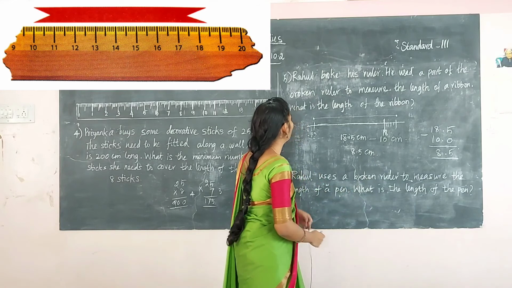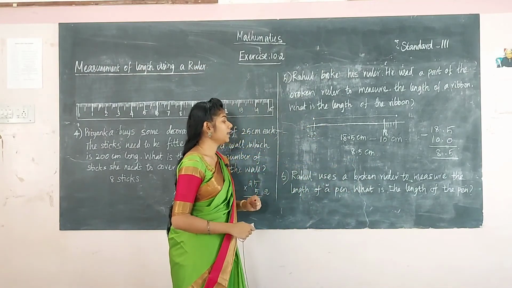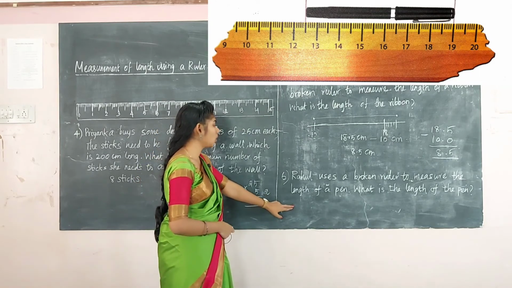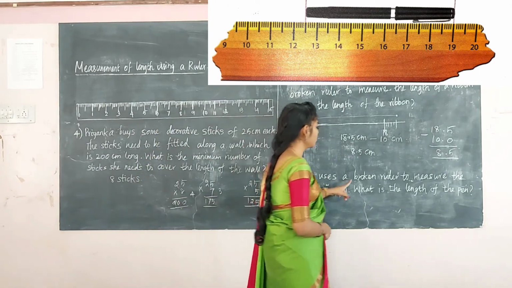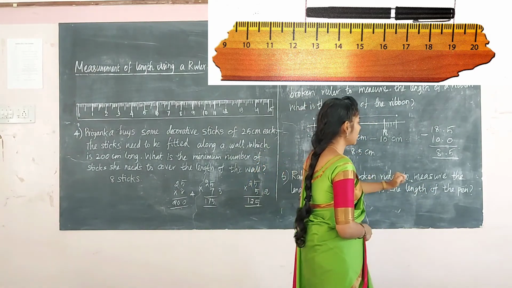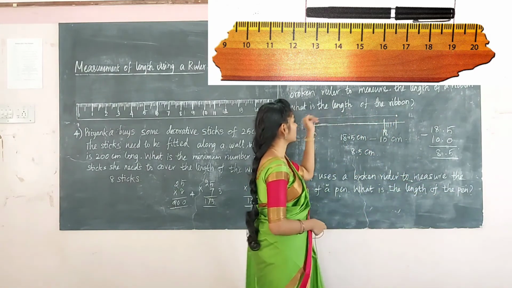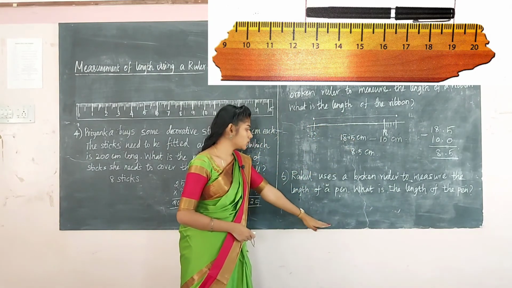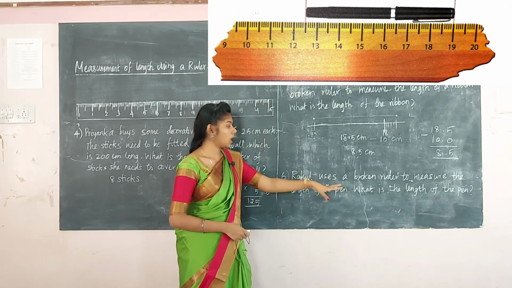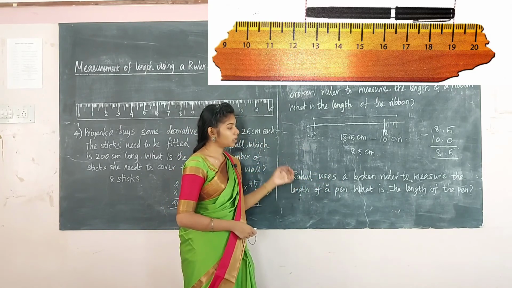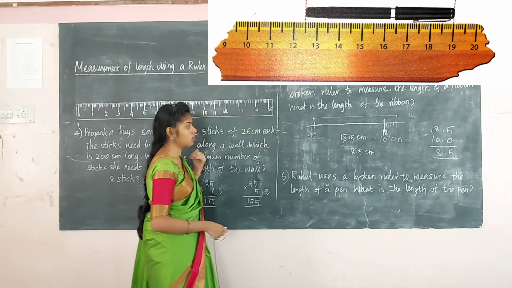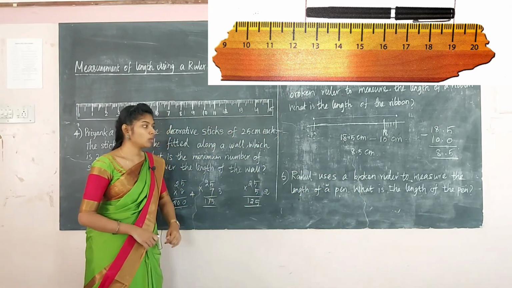What is the length of the ribbon now? It is 8.5 centimeter. In the same way, next question you are going to do as your homework, 6th problem. Rahul uses a broken ruler to measure the length of a pen. What is the length of the pen? The same procedure you are going to do. First you see the measurement from that marking to the last marking, from the tip to the last end, and then you subtract the before numbers. So you are going to do this as your homework problem.